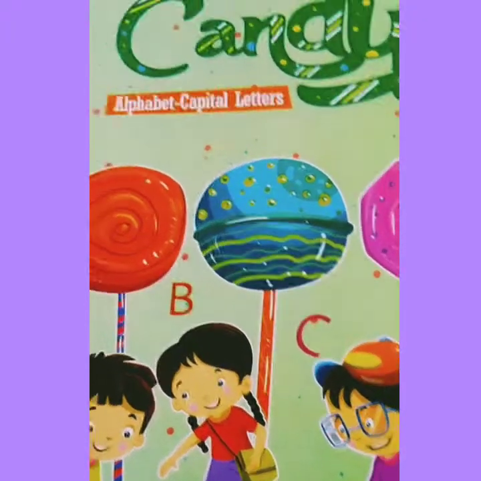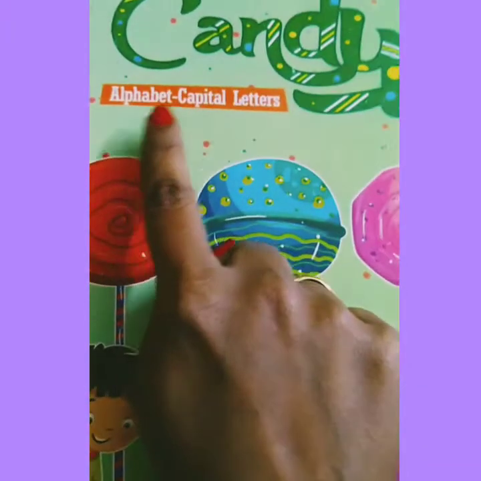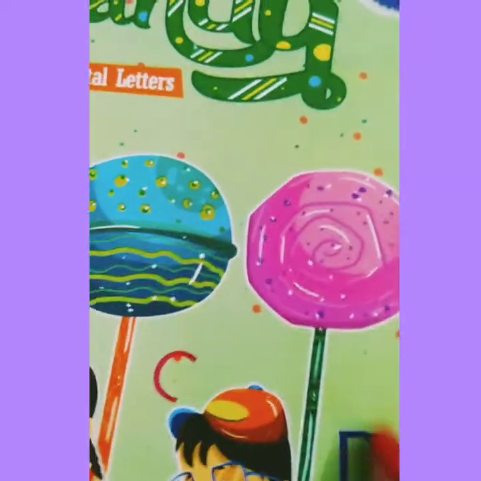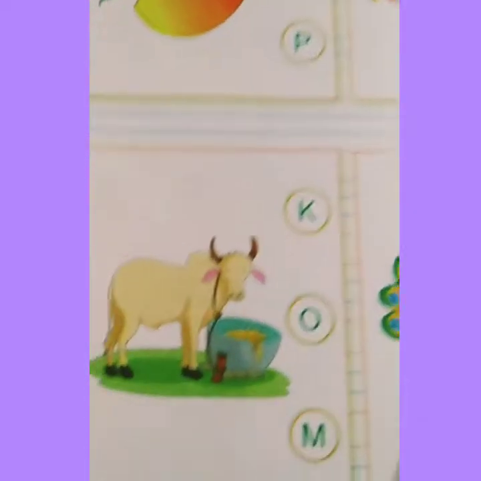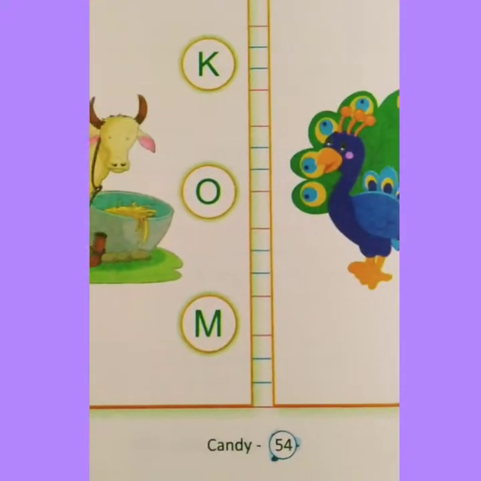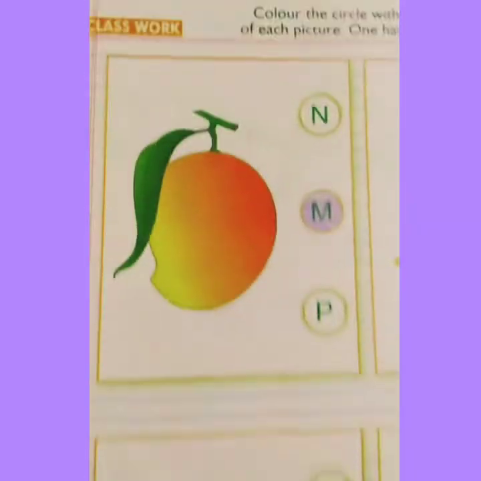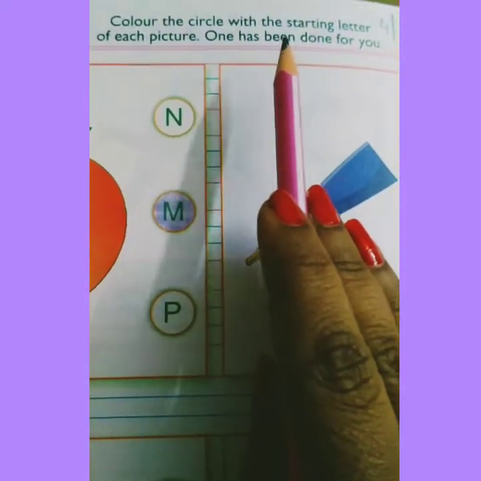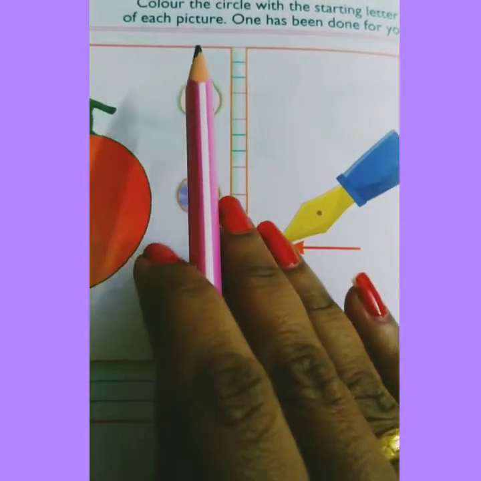So, kids, today I am taking work in our book Candy Alphabet Capital Letters. Okay, so you have to take out page number 54. Okay, so this is our classwork. So, very first, what you have to do, you have to write down here today's date. Okay, like this. So kids, what you have to do, color the circle with the starting letter of each picture.